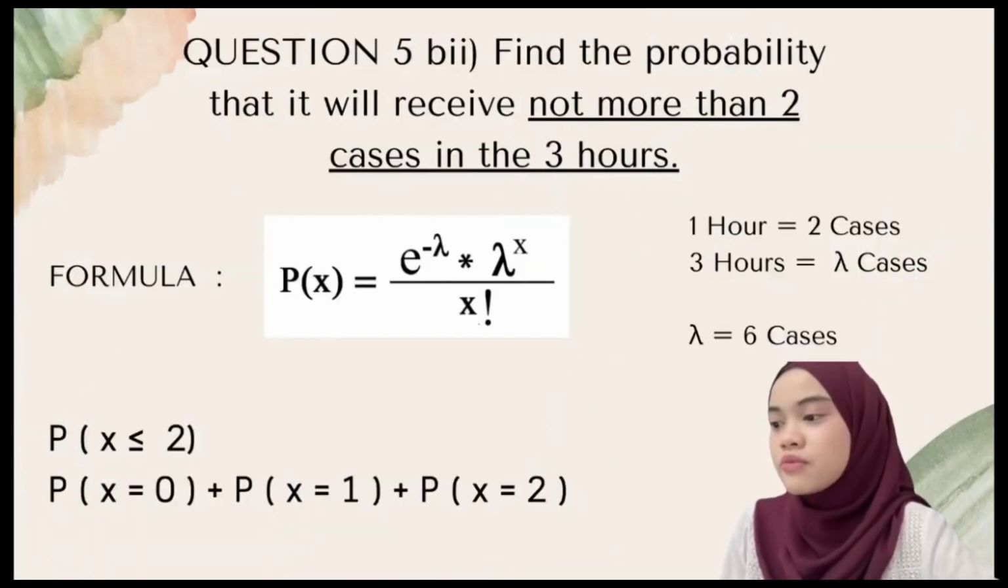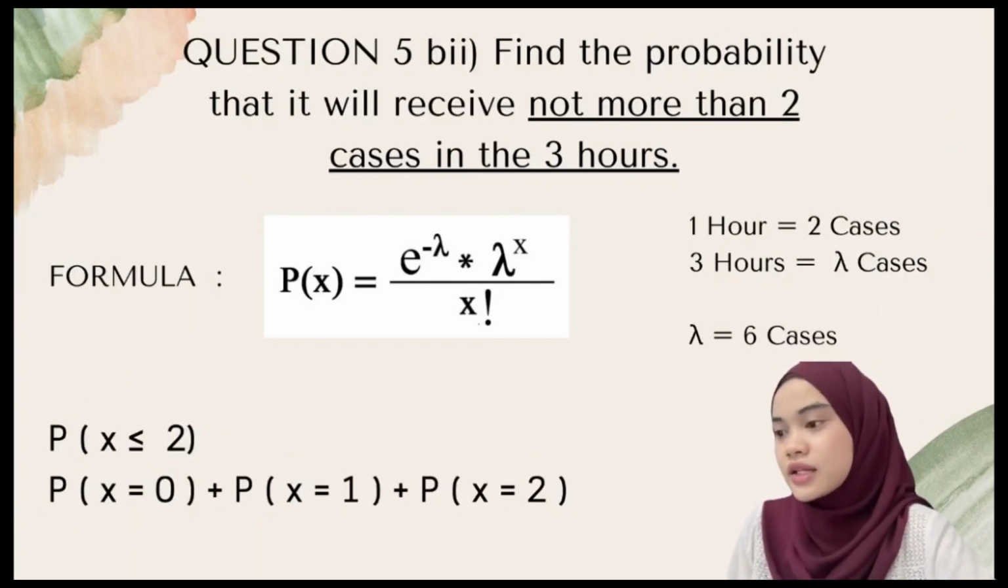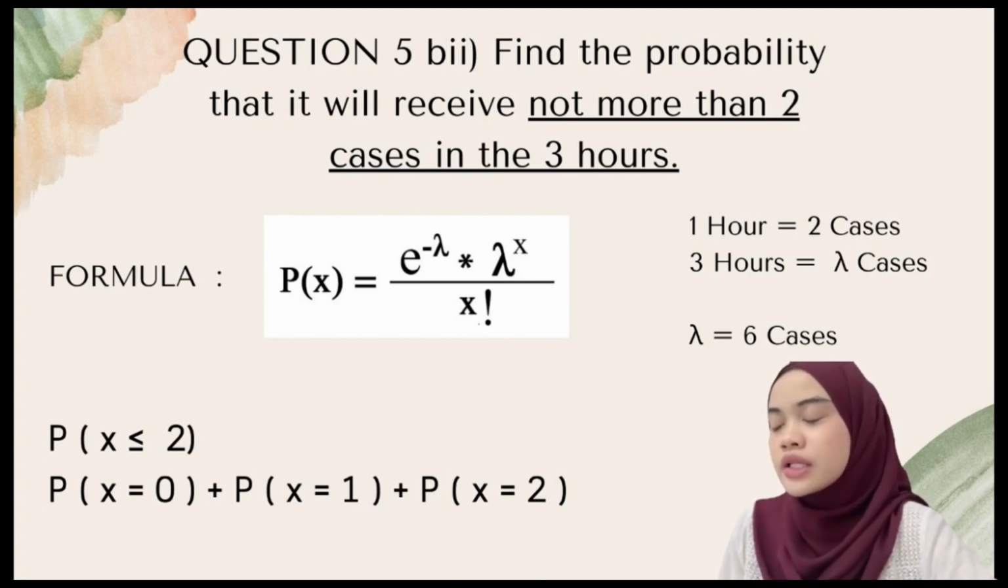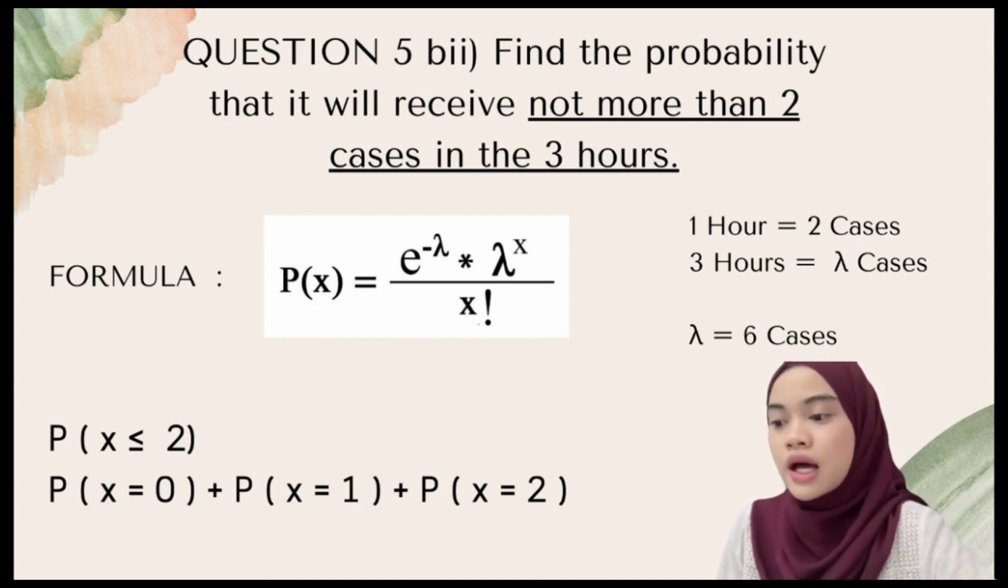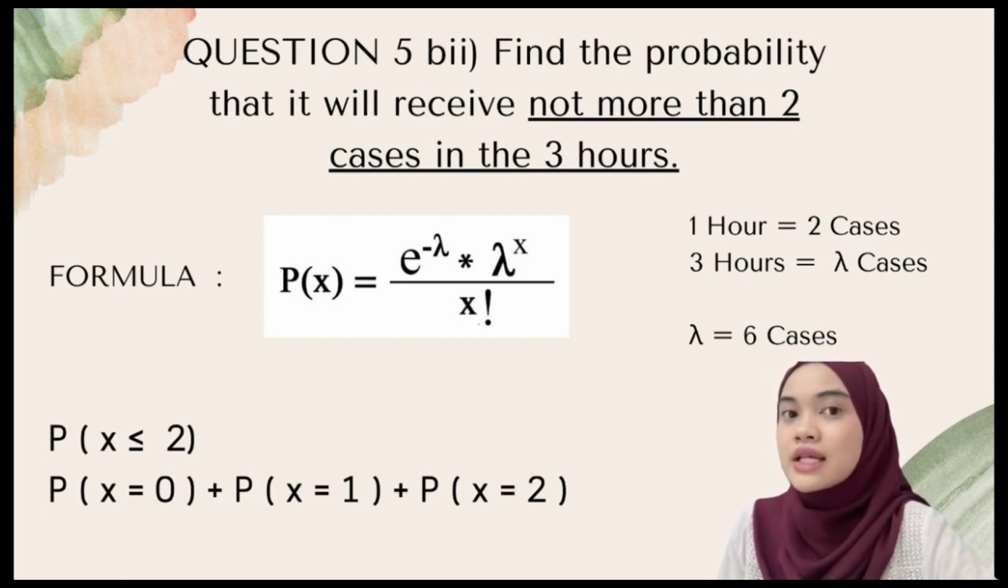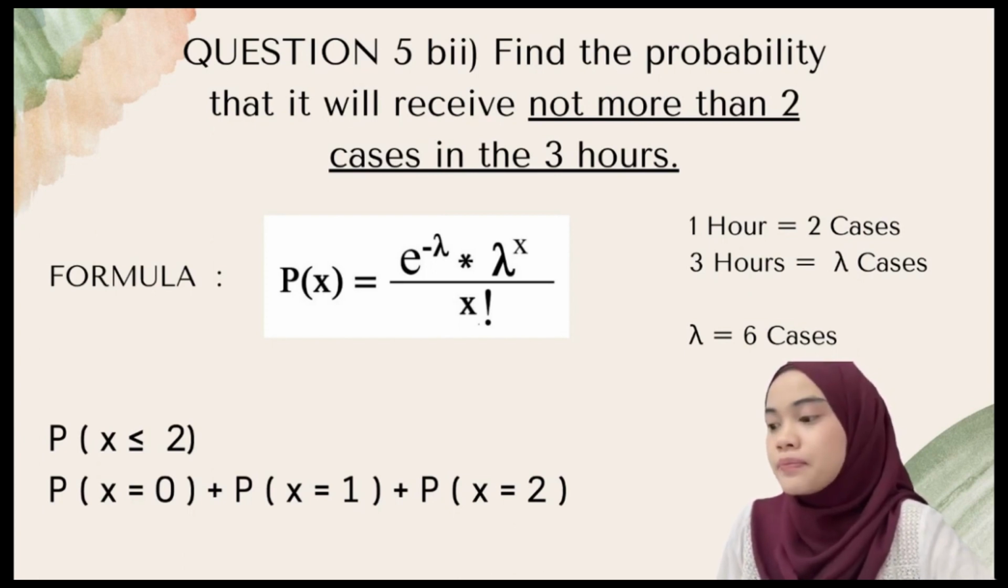Now, question 5b2, it asks to find the probability that it will receive not more than 2 cases in the 3 hours. Now, the interval is 3 hours. So we have to find what is the number of cases in 3 hours. For 1 hour is equal to 2 cases. For 3 hours, 2 times 3, and now we get 6 cases. So our average or lambda now becomes 6.